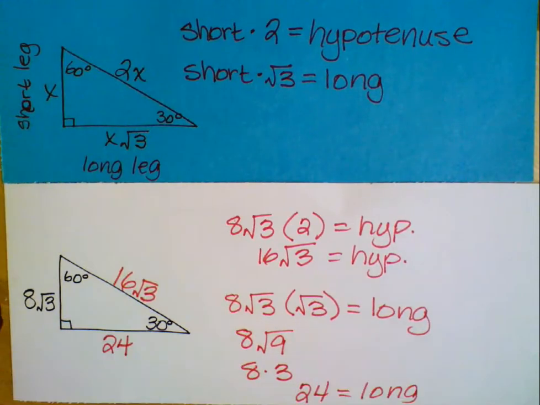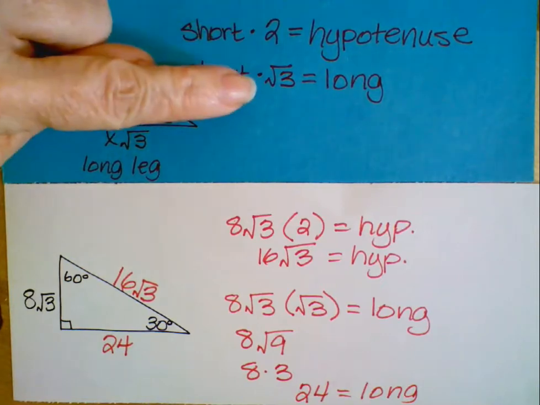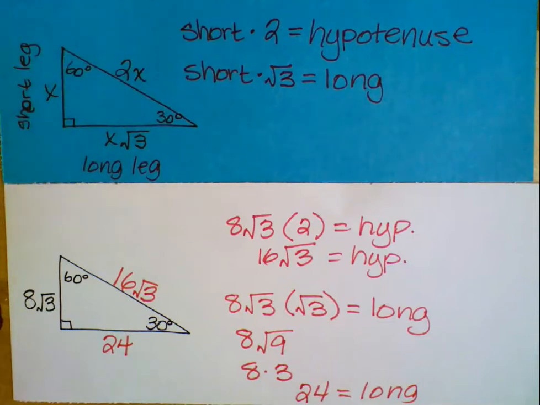So the easiest process in any of these is when you're given that shorter leg length, the side opposite the 30-degree angle, so that we can simply double it to get the length of the hypotenuse, or multiply it by the square root of 3 to get the length of the longer leg.